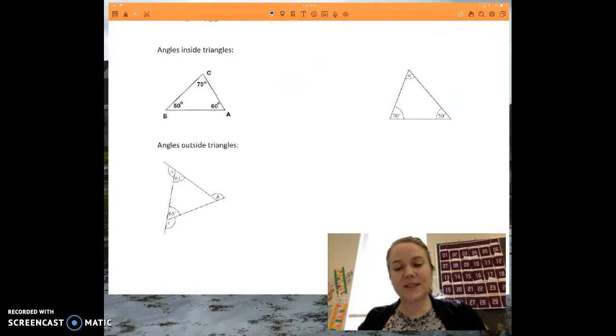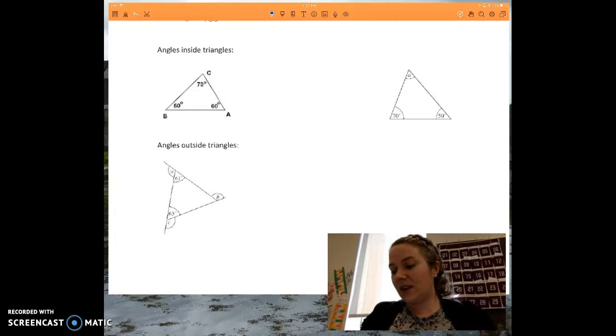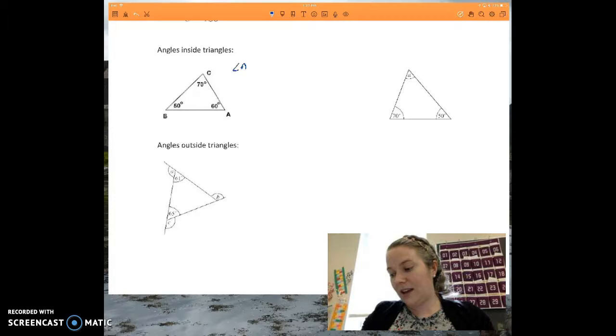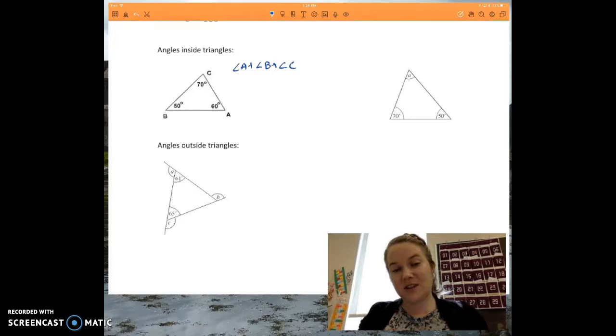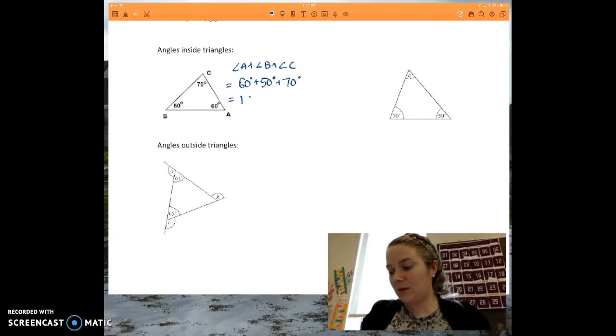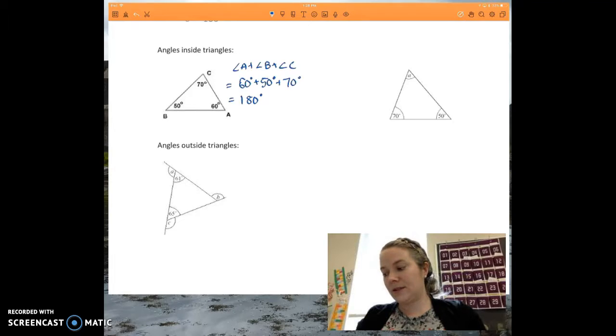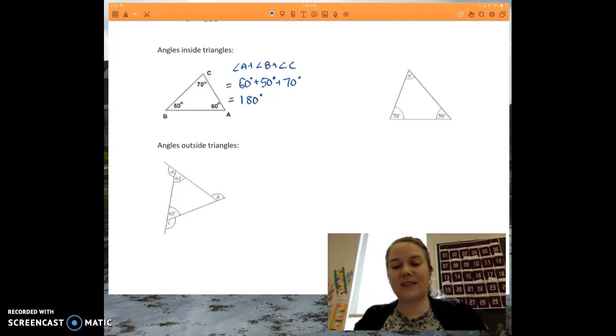Inside triangles, let's take a quick look here. So inside the triangles, we have angle A plus angle B plus angle C. That's the sum of interior angles of a triangle. It is going to be 60 degrees plus 50 degrees plus 70 degrees. And what is that going to add up to? That's going to add up to 180 degrees. Interesting. It's a rule that the interior angles of triangles always add up to 180 degrees.